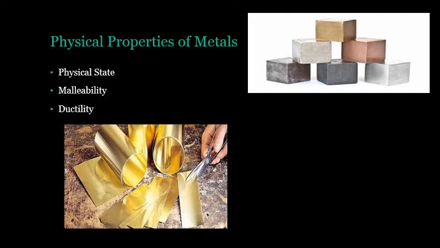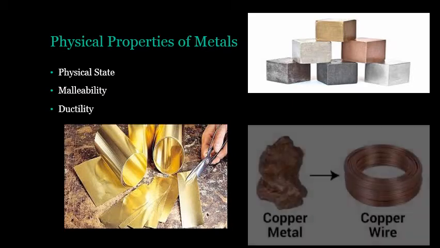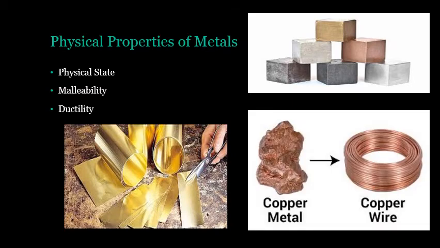Next is ductility. Ductility is the property that allows material to be drawn into wires. Electrical wires are made up of thin strands of copper or aluminium, which are metals. The thin strands can be turned and twisted easily without breaking. This shows the ductility of metals.